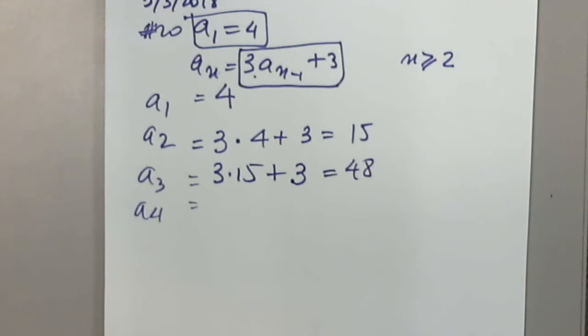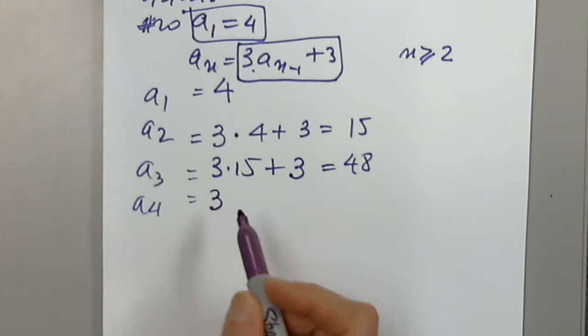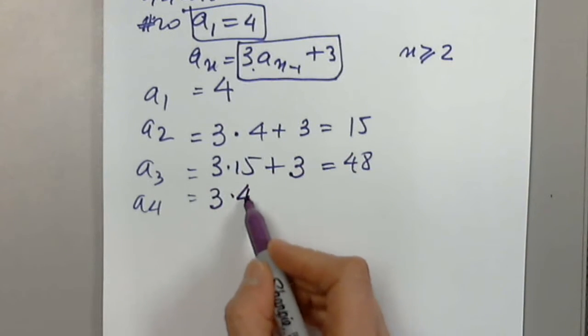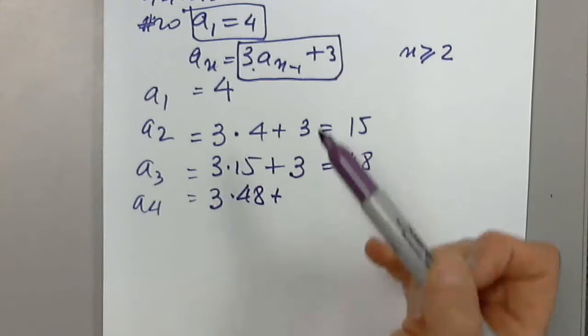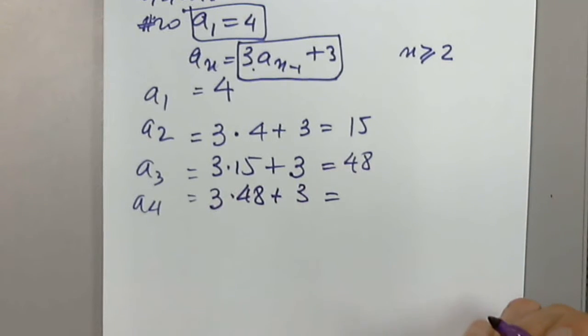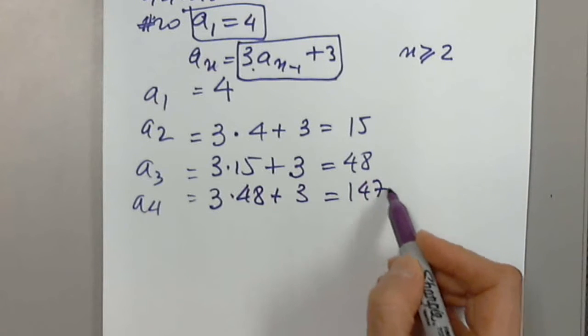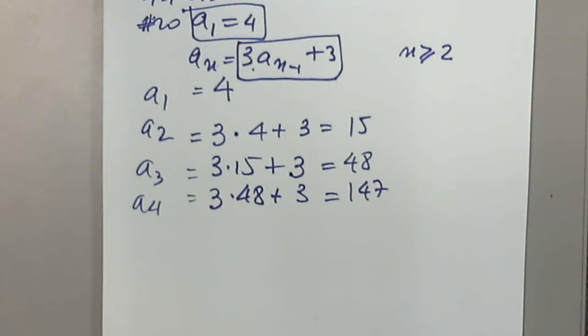Let's try A4. Then you take the 3 times 48, exactly, then plus 3. And that's 147. So when you're given a recursive formula, try to understand the pattern, try to understand what it's given to us and what we're asked to find. And just follow the pattern.